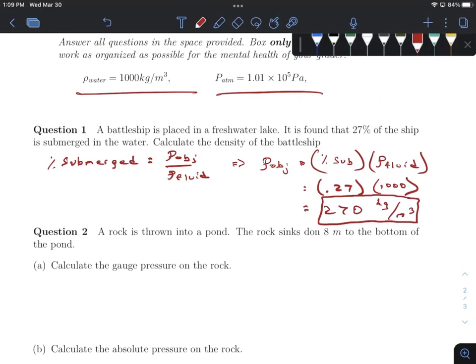And of course, we can ask if it makes sense. Remember, the theory is an object sinks if its density is greater than the fluid, and an object will float if its density is less than the fluid. Here, the density of the fluid is 1,000. Our battleship is floating on the surface, although some of it is under the water. It's not sinking, it's floating. So I would expect that the density of the ship should be something less than 1,000. And indeed, we find that it's 270, that's less than 1,000, so I can be happy with it. Are there any questions about this particular problem?